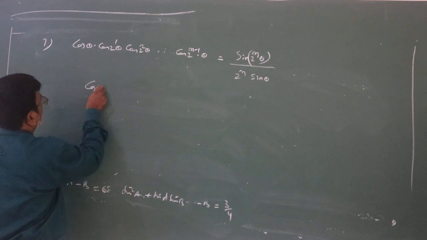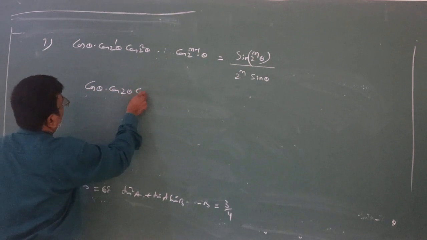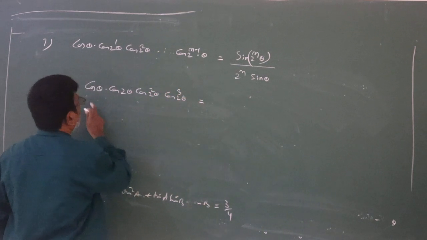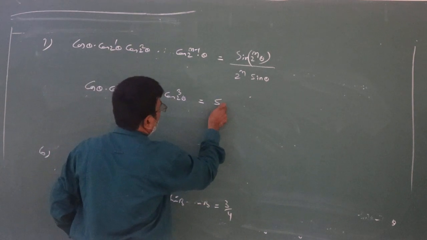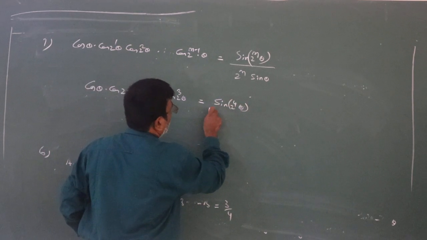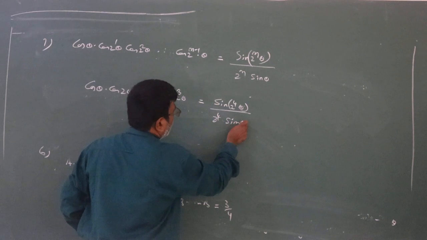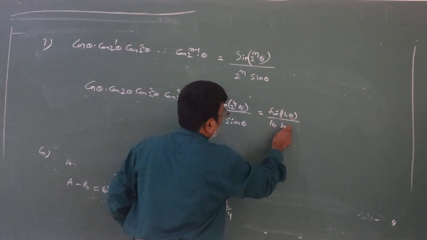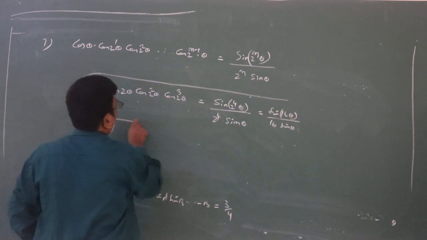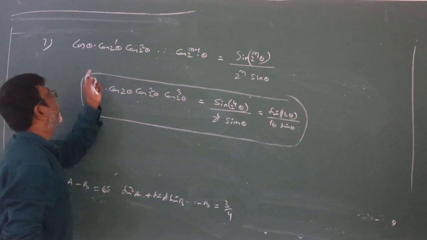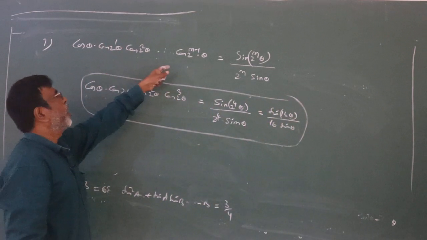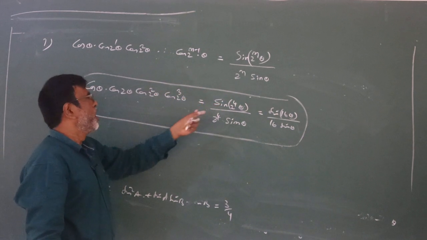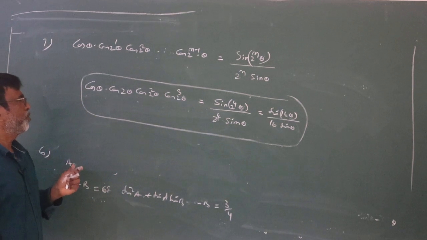Suppose the question is given like this: cos θ, cos 2θ, cos 2²θ, cos 2³θ. How many terms are there? We have 4 terms. It is nothing but sin 2^4 θ by 2^4 into sin θ. So that is sin 16θ by 16 into sin θ. This is the most advantageous shortcut we apply. So cos θ, cos 2θ, cos 2²θ, up to cos 2^(n−1)θ equals sin 2^n θ by 2^n sin θ. This is the most advantageous shortcut.